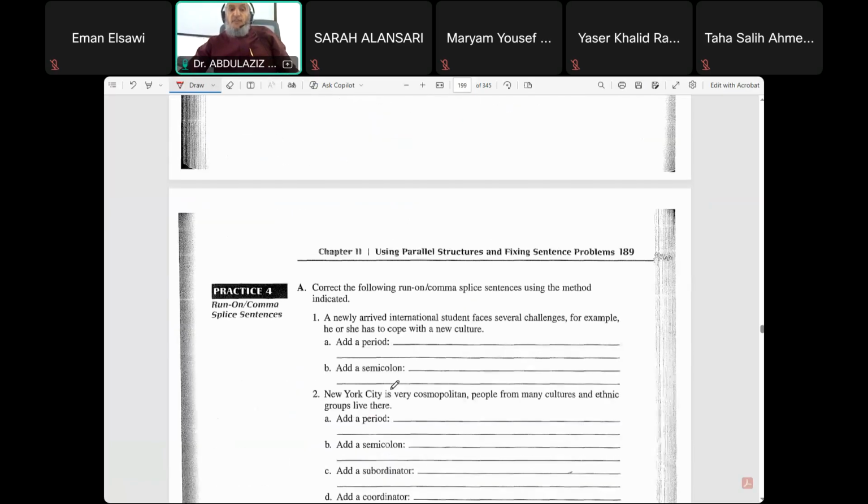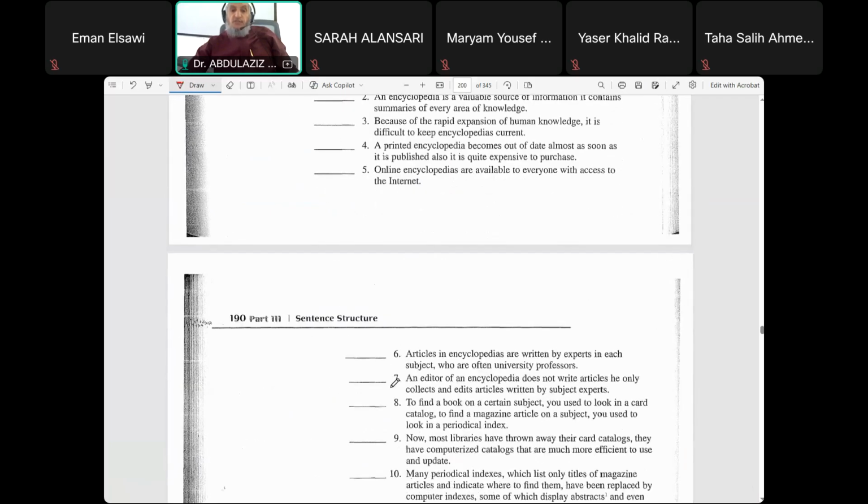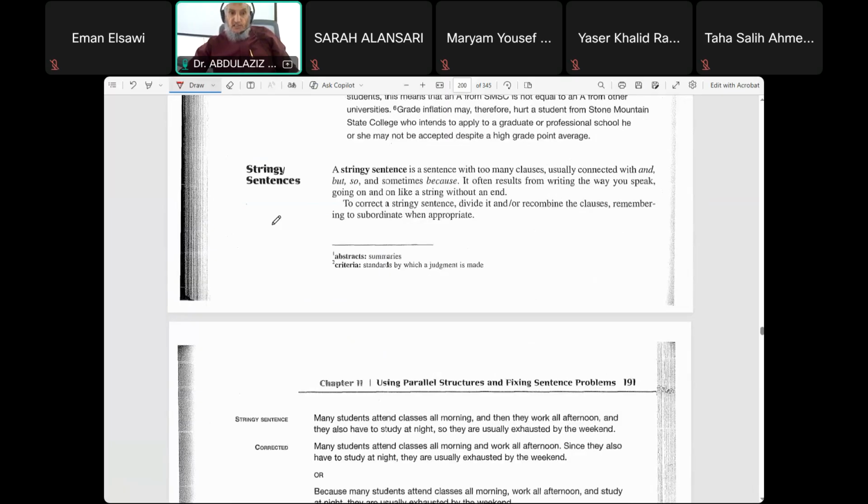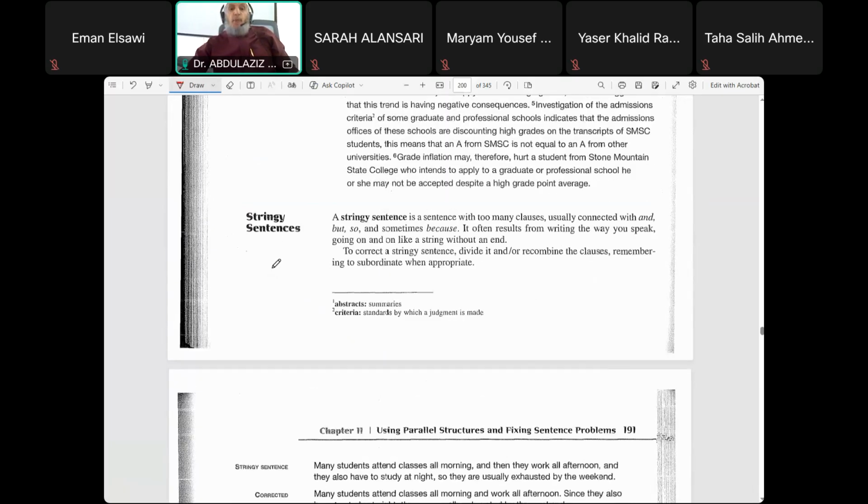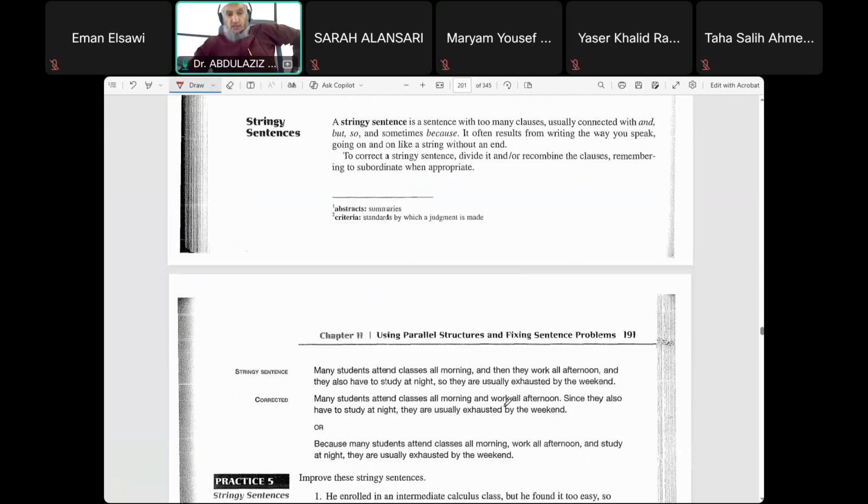Then the last type of sentence problems is stringy sentences. Stringy is the opposite of choppy. Stringy is from the word string. You just put a lot of sentences together without separation, like this. Many students attend classes all morning, comma, and then they work all afternoon. This is correct. This one until here is correct. Then, and they also have to study at night. So they are usually. Why should you put it like this?